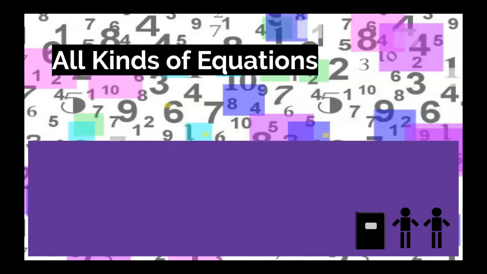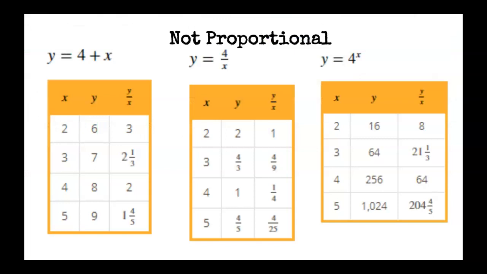So today we looked at all kinds of equations, and when you checked out if they were proportional or not, you found that these equations were not proportional: y equals 4 plus x, y equals 4 divided by x, and y equals 4 to the power of x. If you weren't sure just by looking at it, you were encouraged to make a table. When you found some values of x and their corresponding y values and divided y by x, you did not get a constant of proportionality. You can see the numbers were different when you divided y by x, in that last column of each of these tables.